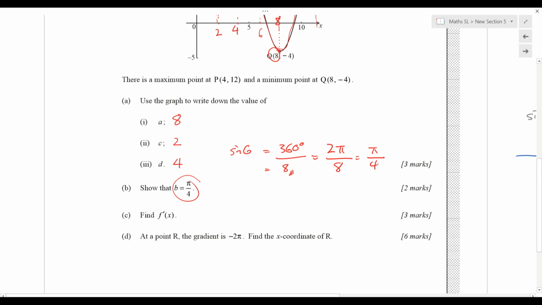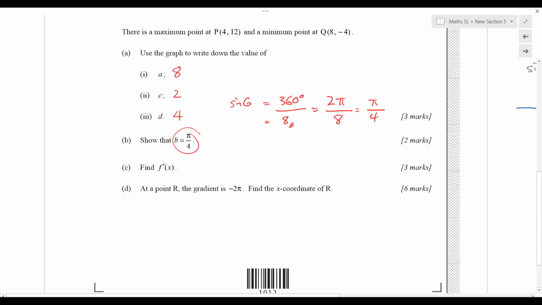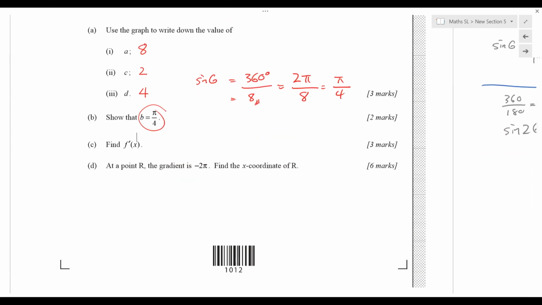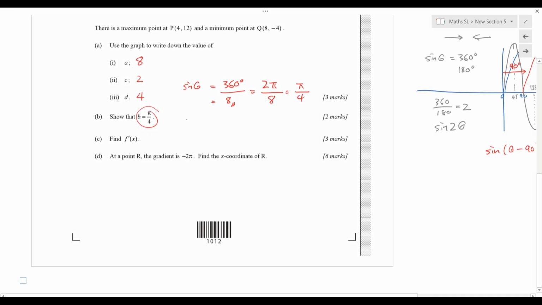And here it says find the differentiation of this equation, f dash x. Okay, we're going to need some space. So let's write out the equation again first. f of x is equal to 8 sine bracket pi over 4 bracket x minus 2 plus 4. Okay, so let's move this here so we get a bit more space to do this question.